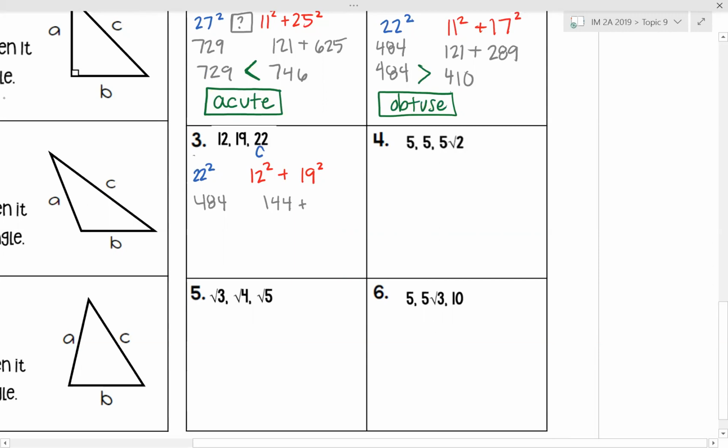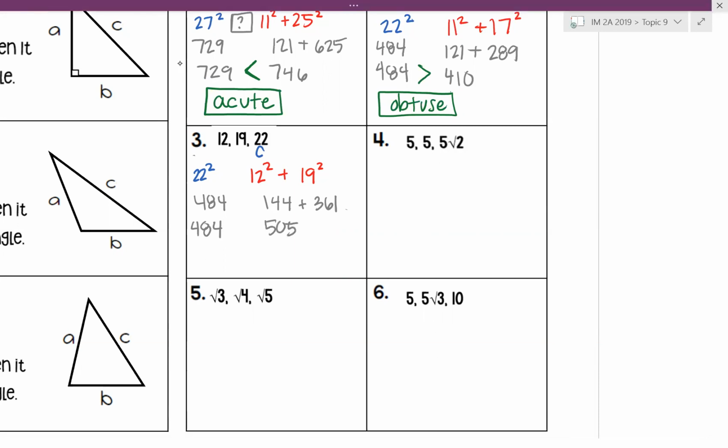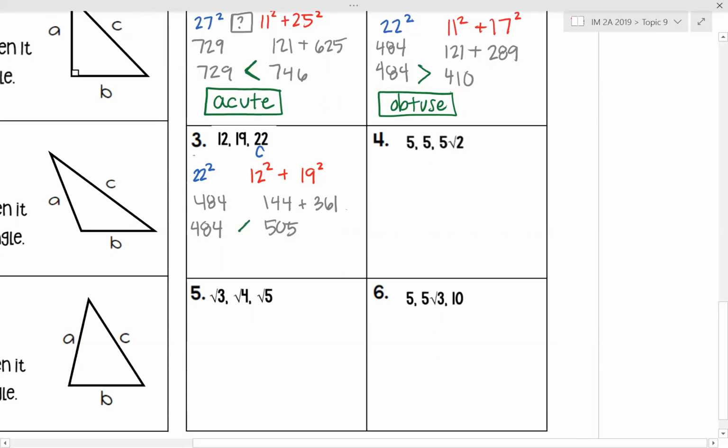Plus 19 squared is 361. So 484 compared to the sum of these, which is 505. So 505 is larger. So that means that since the C squared is smaller, this is going to form an acute triangle. For the remaining problems, notice that we now have radicals involved in them.